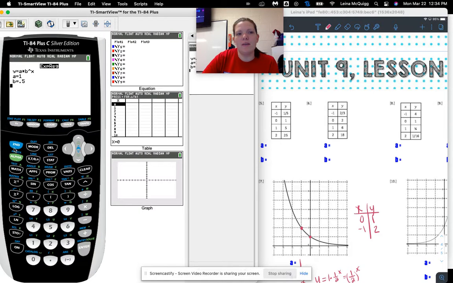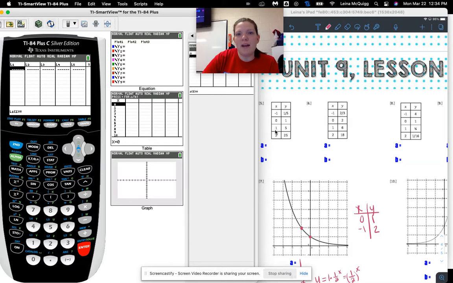There we go. All right, so I'm going to clear out my calculator. Second plus 712. And we're going to write an equation. So I'm going to do stat. I'm going to do edit. L1, my x values go in L1. So -1, 0, 1, 2. My y values go in L2. So I'm going to do 1 divided by 5, 1, 5, and 25.